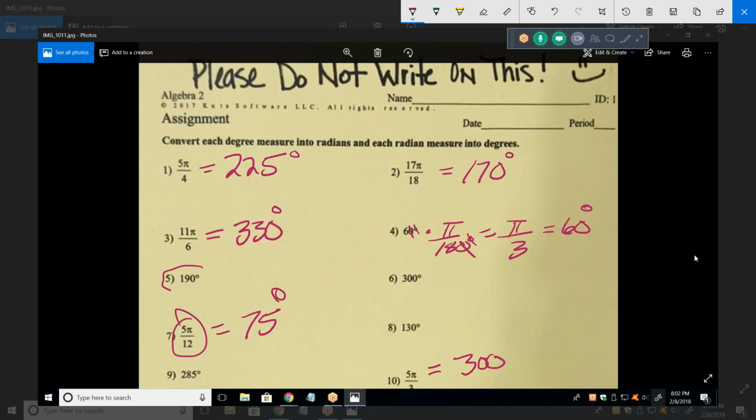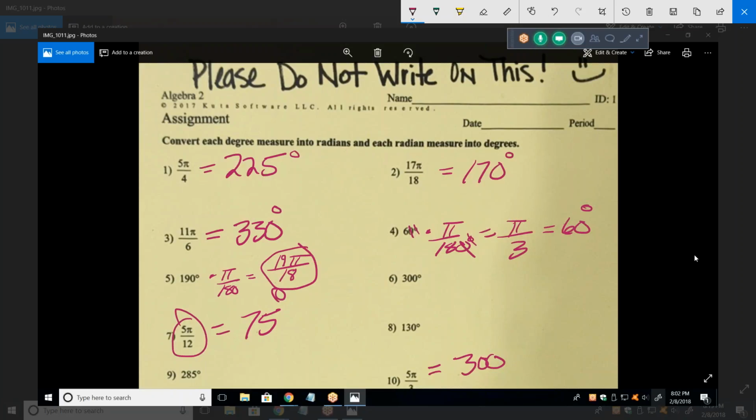All right, now 190. Oh, I suppose I could come up with a simple method. Not really. If you can't think of any combination of 30, 45, or 60 that ends up being 190, so let's do it the hard way. What do I multiply it by? Pi over 180. Okay, so then 19 pi over 18. Yep. And I cannot simplify that. That is my answer.